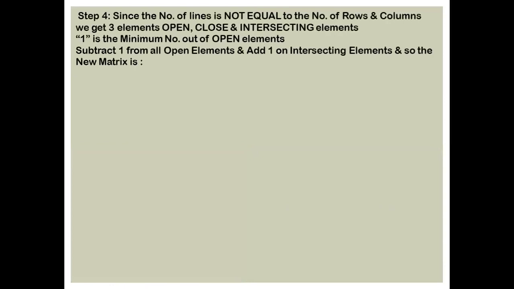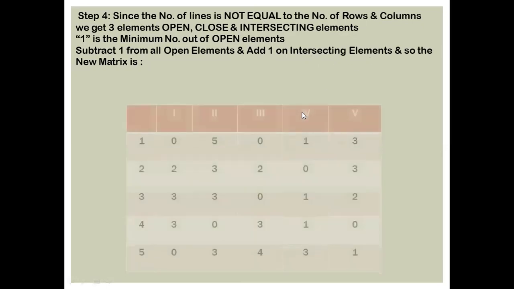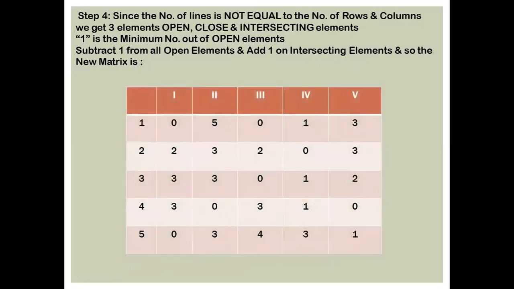Before you all start with the matrix, you have to write all these dialogues which you can see. So the next step is step number 4. Since the number of lines is not equal to the number of rows and columns, we get three elements: open, close, and intersecting. 1 is the minimum number out of the open elements. So we have to subtract 1 from all the open elements and add 1 on all the intersecting elements. So the new matrix will be like this.